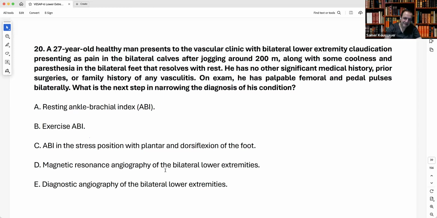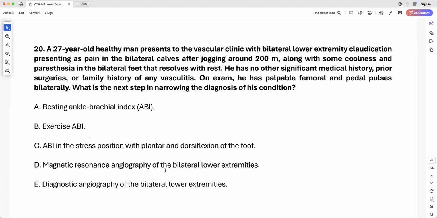Take this question. A 27-year-old healthy man presents to the vascular clinic with bilateral lower extremity claudication, presenting as pain in the bilateral calf after jogging around 200 meters, along with some coldness and paresthesia in the bilateral feet that resolve with rest. He has no other significant medical history, prior surgery, or family history of any vasculitis. On examination, he has palpable femoral and pedal pulses bilaterally. What is the next step in narrowing the diagnosis of his condition?